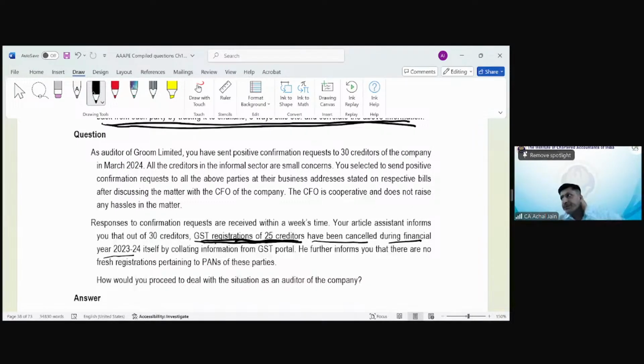Now in this case, what do you do? Tell me. As far as your audit procedure is concerned, you have sought the confirmation. Tell me, what do you do? What else do you need to do other than obtaining the confirmation? Tell me, quickly.